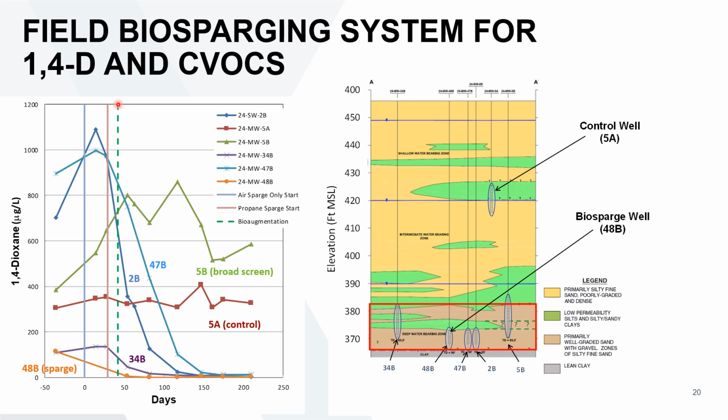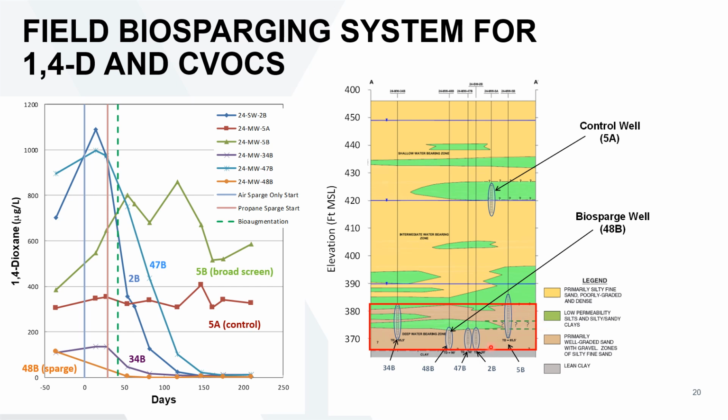And you see very good declines in concentrations in all of the well-connected monitoring wells that saw propane. This is 5A, the control well, which is up here. And this 5B well is the broadly screened well, and basically not a lot of propane got to this well. It was probably pulling a lot of water from an upper part of the formation, and there may have been sort of a confining layer here.